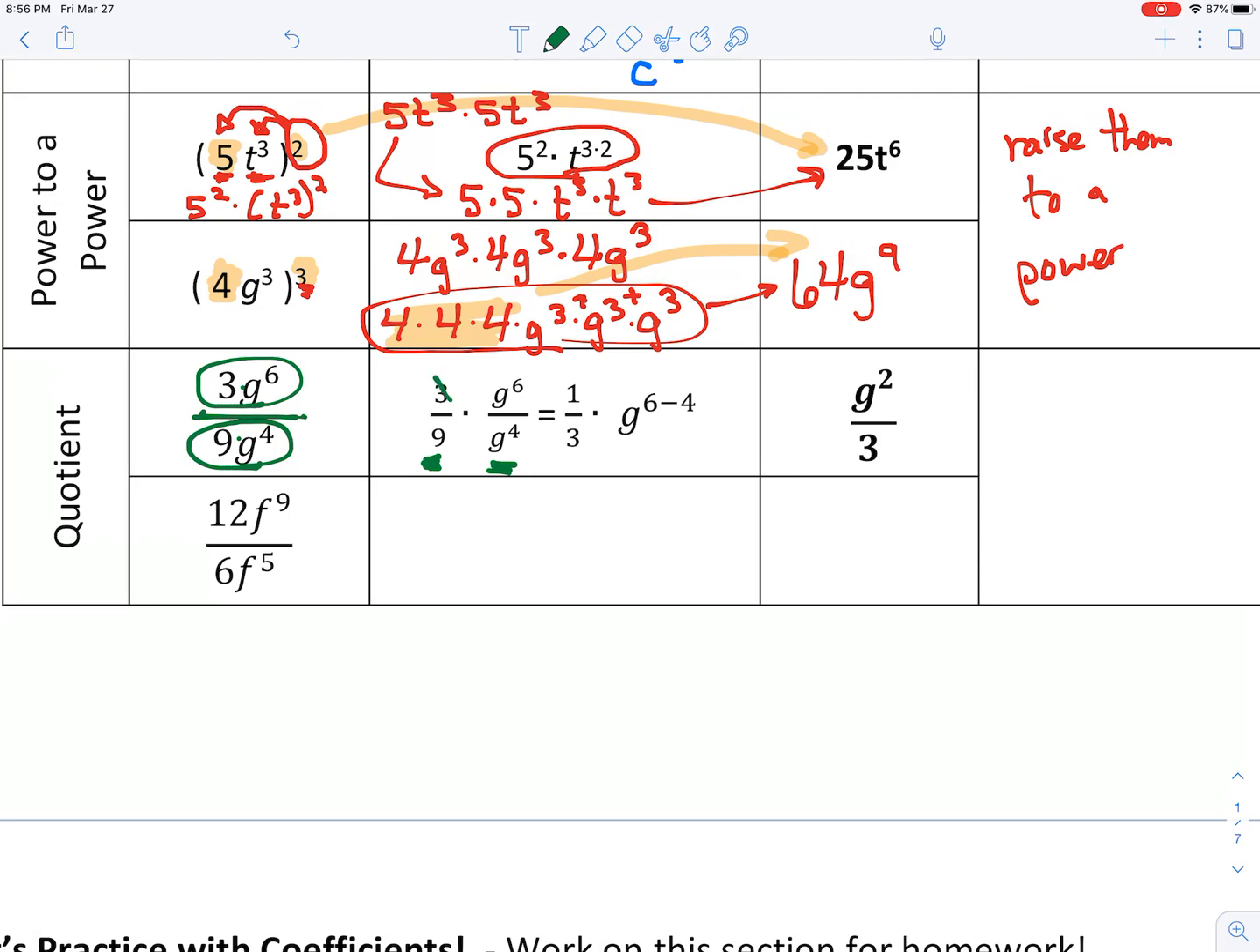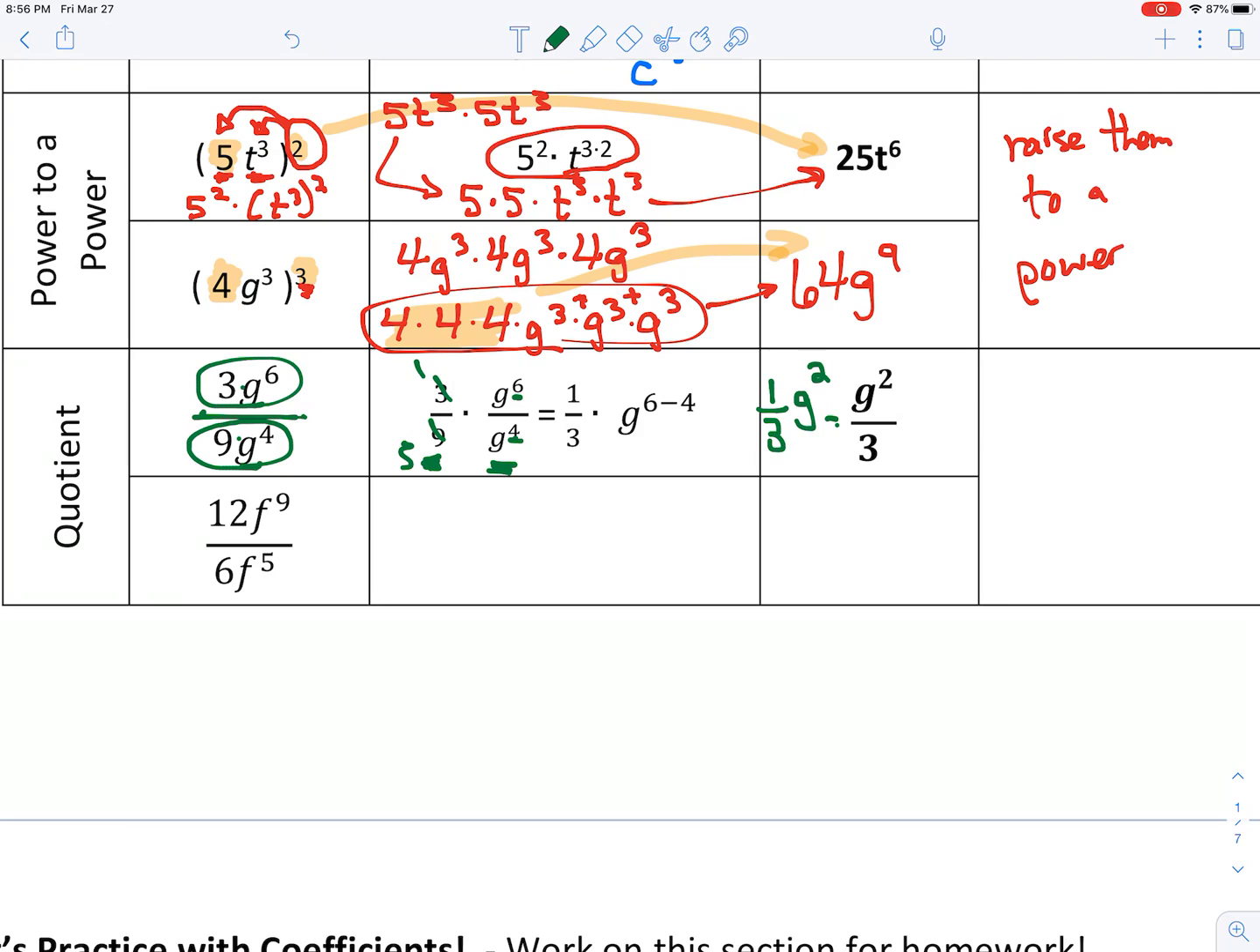3/9 is also known as, let's see, 3 goes into 3 once, and it goes into 9 3 times. We're looking at 1/3. And g to the 6th over g to the 4th, the quotient rule says that you can subtract the exponents, or I like to think of the higher power winning. In this case, the 6 is the higher power in the numerator, and it's going to win by 2 g's, g to the 6 minus 4, or g squared. 1/3 g squared. Or you could write it as g squared over 3. Either of those would be correct.